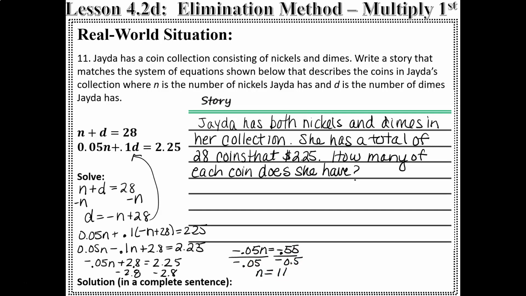So if I plug n in for the top equation, I have 11 plus d equals 28. I'm going to subtract 11. So d is 17. So she has 17 dimes and 11 nickels. That's it.